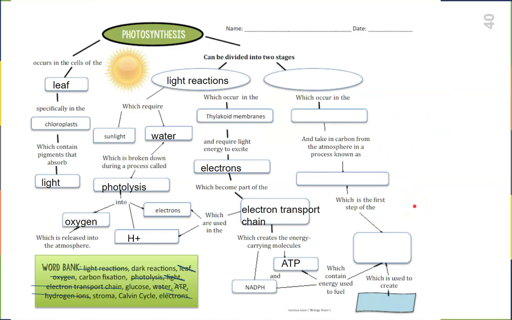All right, so let's just fill in this graphic organizer some more. We get the last few boxes. So if we have the light reaction here, then we're going to have the dark reaction here. The dark reaction occurs in the stroma, and carbon dioxide will be taken in from the atmosphere. That's known as carbon fixation, and that's the first step of the Calvin cycle, which is used to create glucose or G3P, but we need to go around the Calvin cycle twice to create glucose.